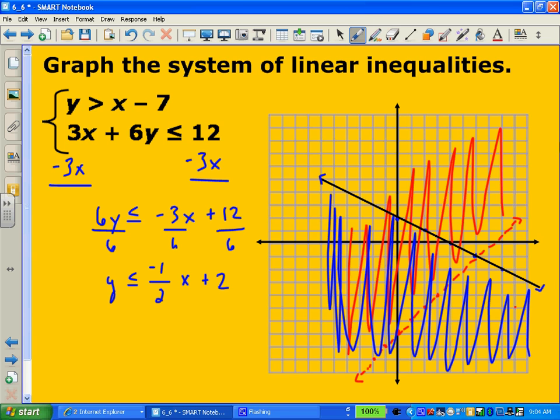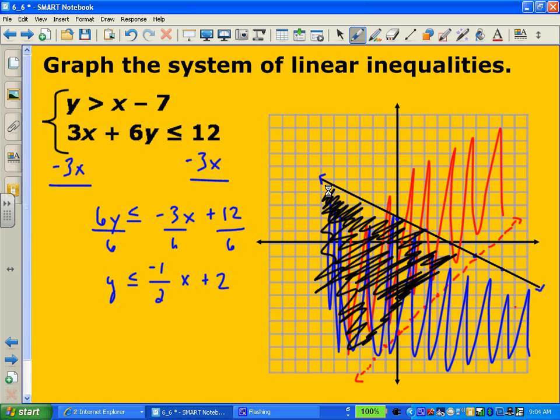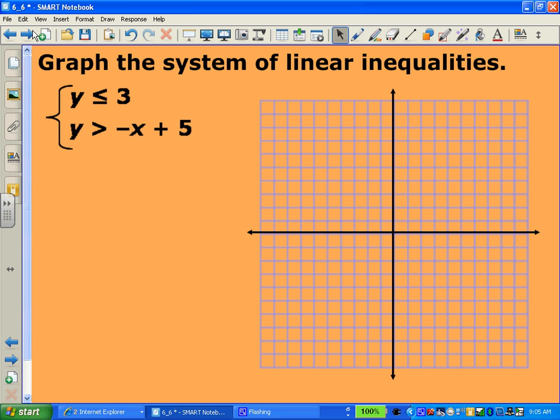So you can see, and once again we always want to make our shaded region where they overlap darker. It's right here in this black area that the red and the blue overlap each other. Okay? So any ordered pair in that shaded region is a solution to the system.